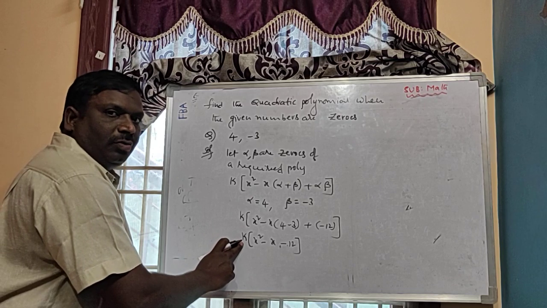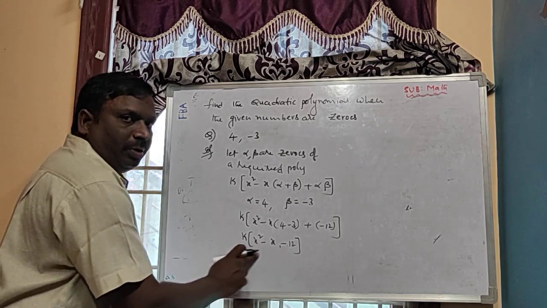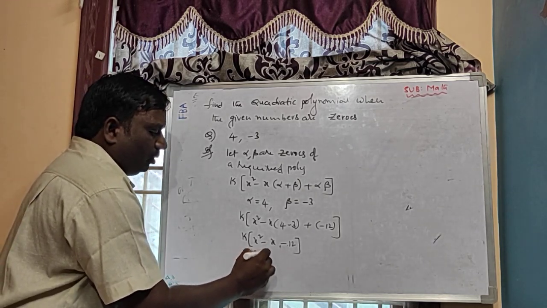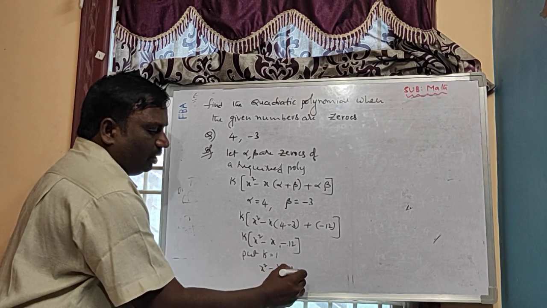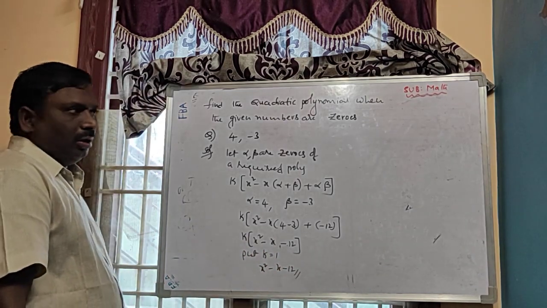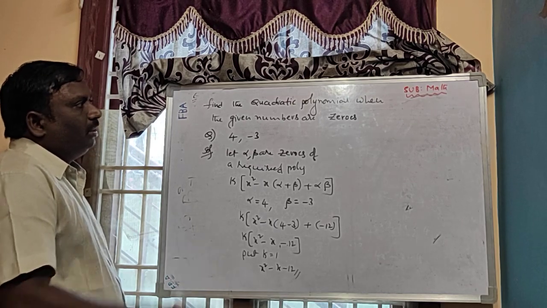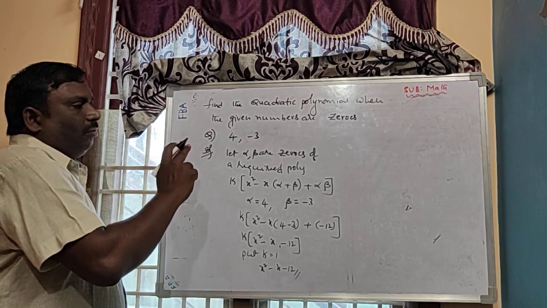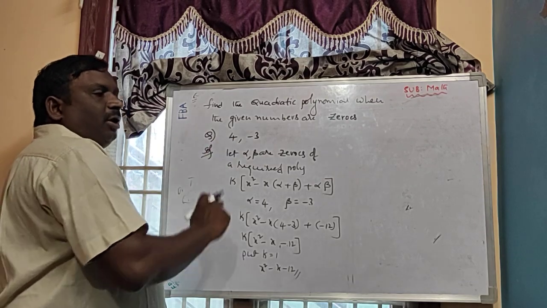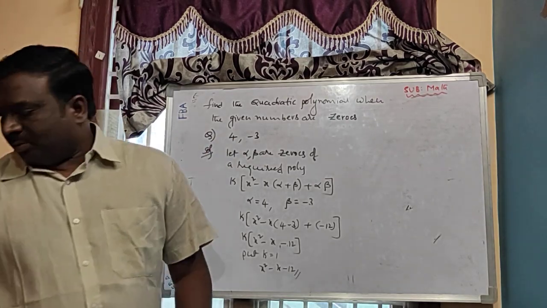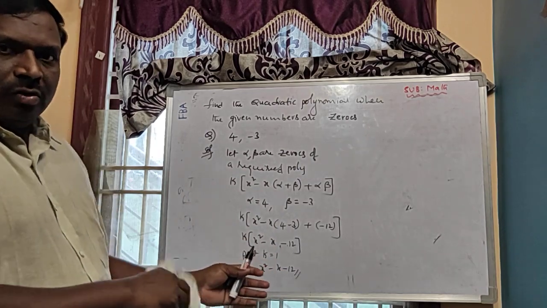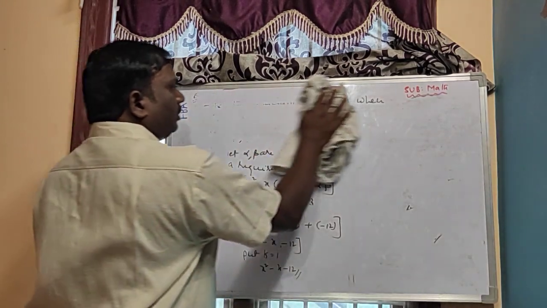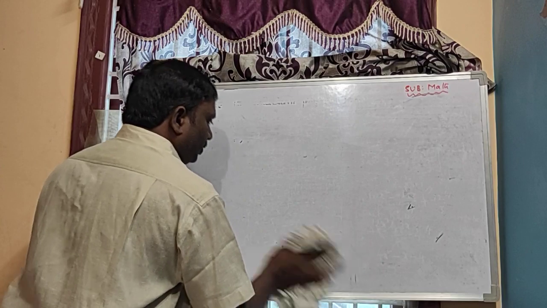So here put k equal to 1 now, because there is no denominator. Then x square minus x minus 12 is the required polynomial. Hope you understand how to find the quadratic polynomial when they give the zeros and when they give the sum of the zeros and product of the zeros. No need to take more examples for that. Go for the relationship: how to find the relationship between zeros and coefficients.